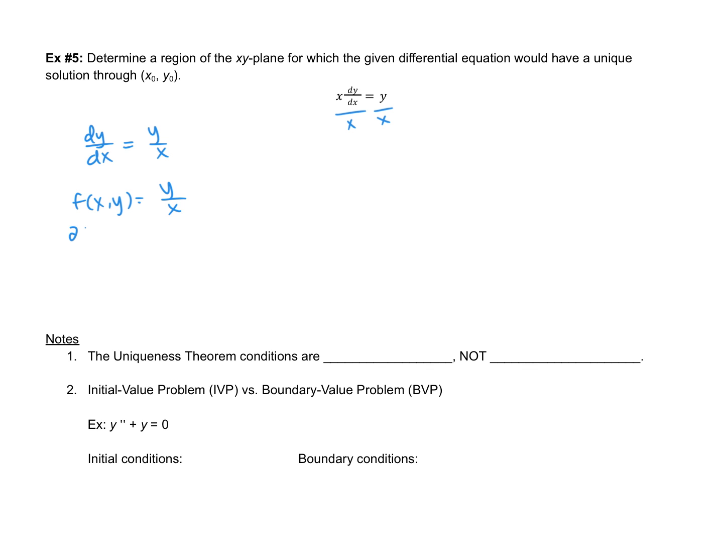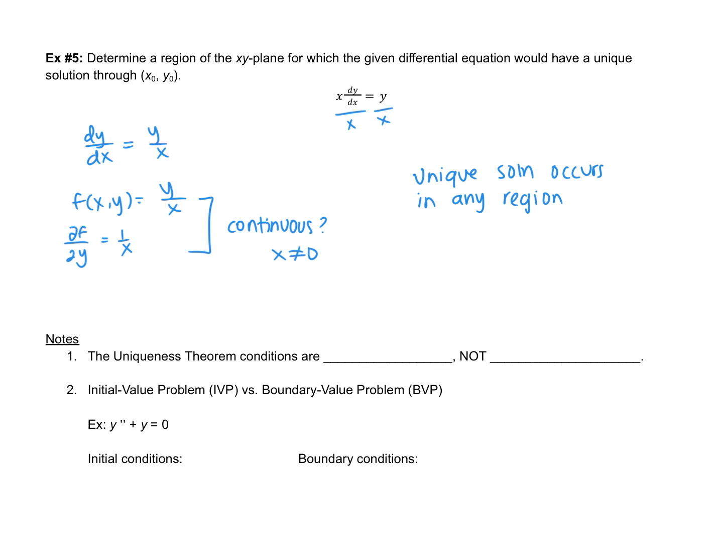So then we're also going to need the partial of f with respect to y, which is 1 over x. And what we are looking for is where are these continuous? Okay, those are continuous everywhere where x is not 0. So unique solution occurs in any region where x is not 0.